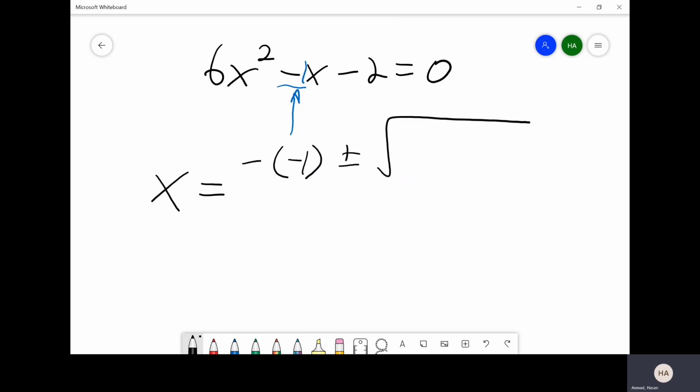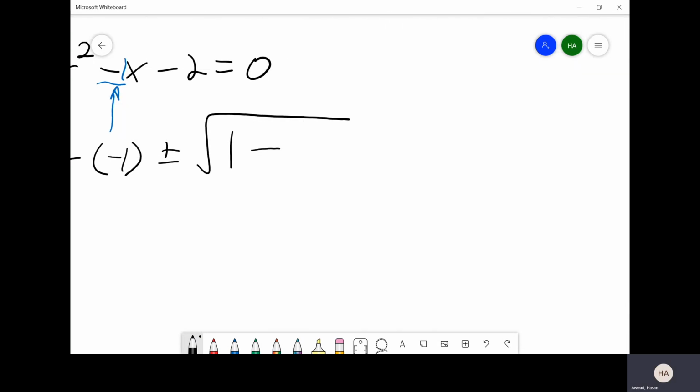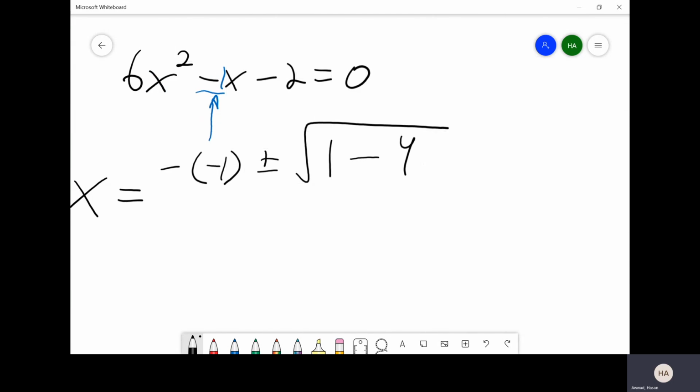Now we get the plus or minus. We get b squared minus 4ac, right? So b squared is going to be 1 minus, and, well, technically it's negative 1 squared. I skipped a step, I'm sorry. Negative 1 squared is the same thing as 1 squared, and we know that 1 squared is just 1, right? Okay, 1 minus 4 times a times c, right?